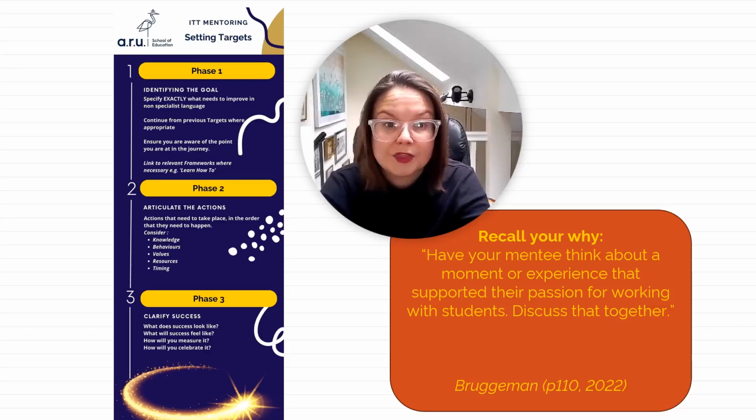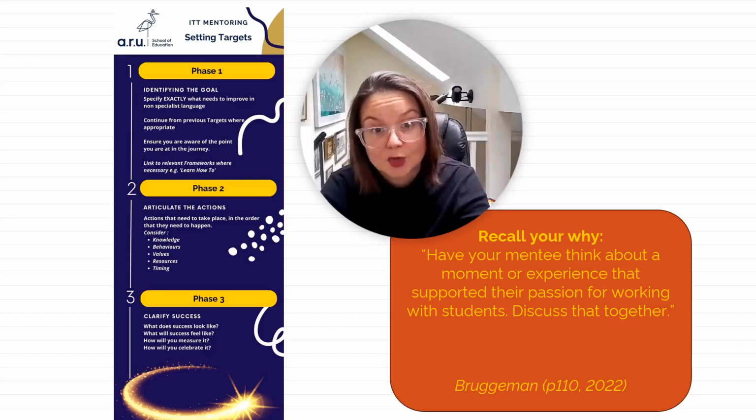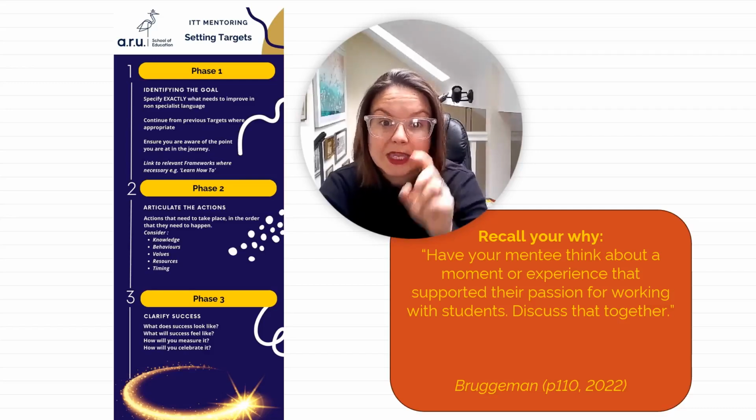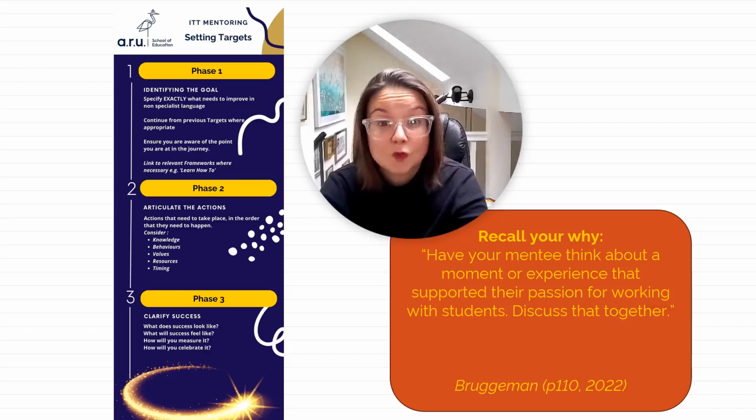So these are all different things that you might want to consider when you're articulating the actions that trainees need to make in order to work towards that goal. And then the final phase, phase 3, is where we clarify success. So we're thinking about what does success look like in this context for this trainee, and how will we celebrate and recognise that?